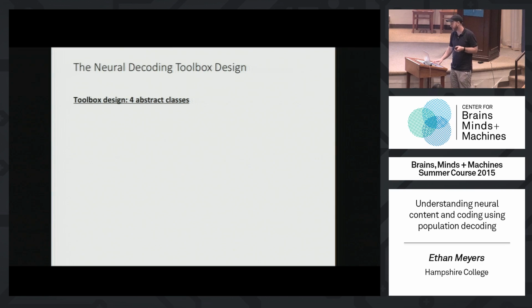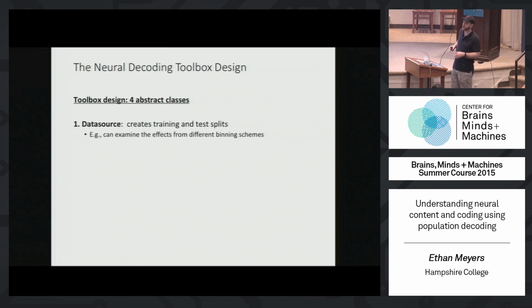So for example, one of the components is a data source. This creates the training and test set of data. So you can swap that out in different ways. There's just a standard one, but you can swap it out to do invariance or abstract analysis, or you can change the different binning schemes within that piece of code. So that's one component you can swap in and out.